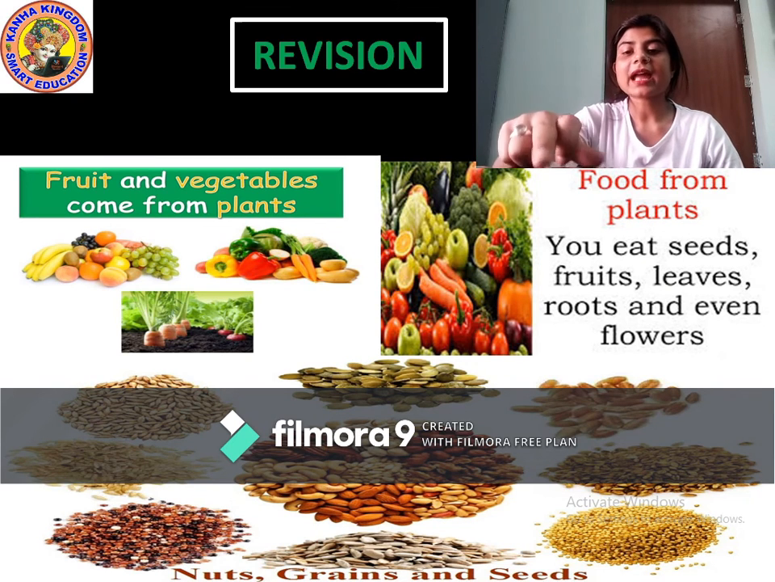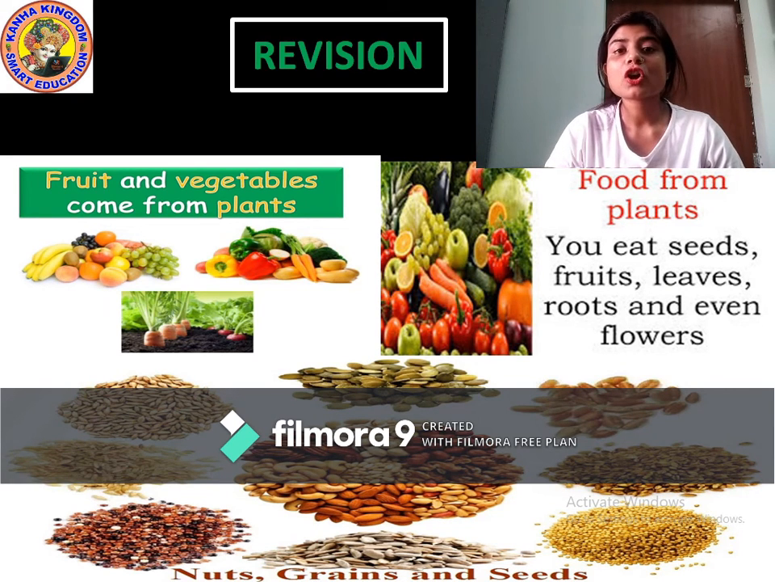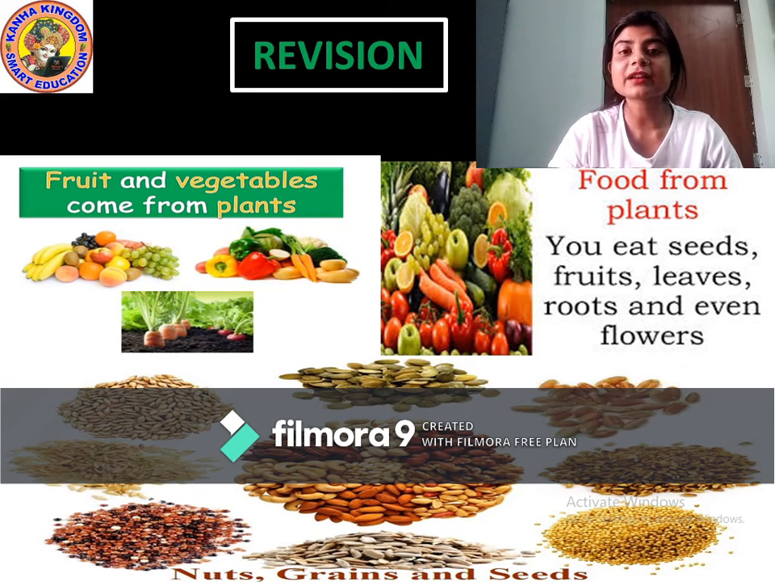Then plants also give us coffee, tea and sugar. Coffee, tea and sugar are also obtained from plants. Coffee is obtained from the coffee plant. The seeds of the coffee are dried, which are also called coffee beans, and turned into coffee powder. Then tea. Tea is obtained from the tea plant. The leaves of the tea plant are dried and turned into tea powder, through which we can make tea and drink.